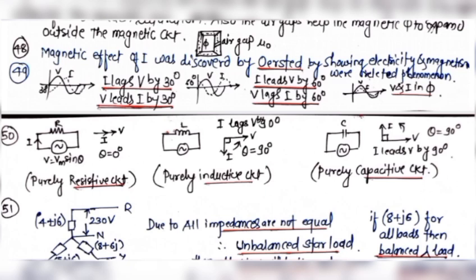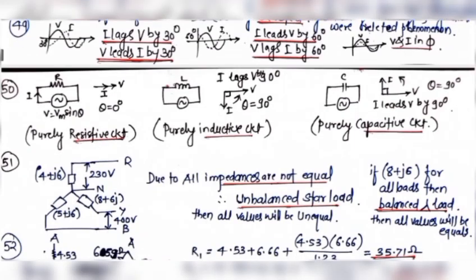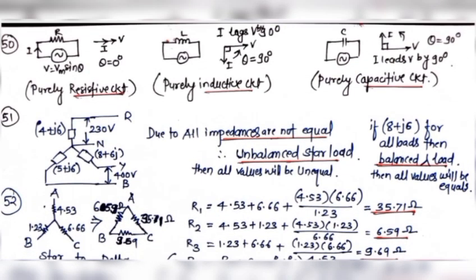So in this waveform, the reference is voltage and current is lagging behind by 30 degrees. So current lags V by 30 degrees and voltage leads current by 30 degrees. And in this waveform, current leads voltage by 60 degrees and voltage lags current by 60 degrees. And this is the in-phase waveform. Voltage and current are in phase. This is applicable for the resistive load.